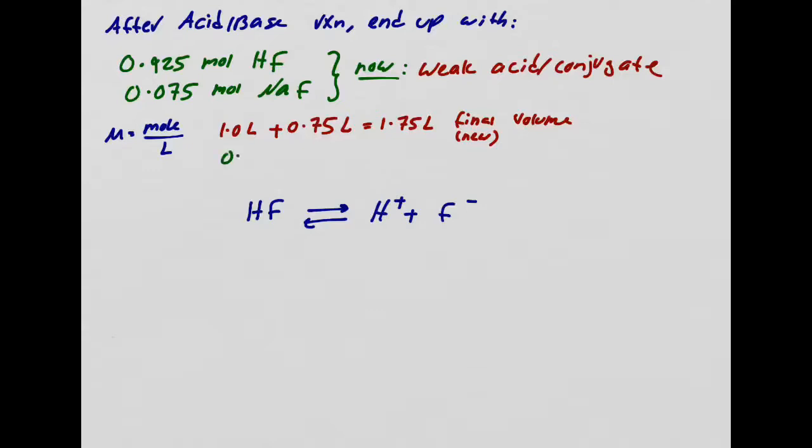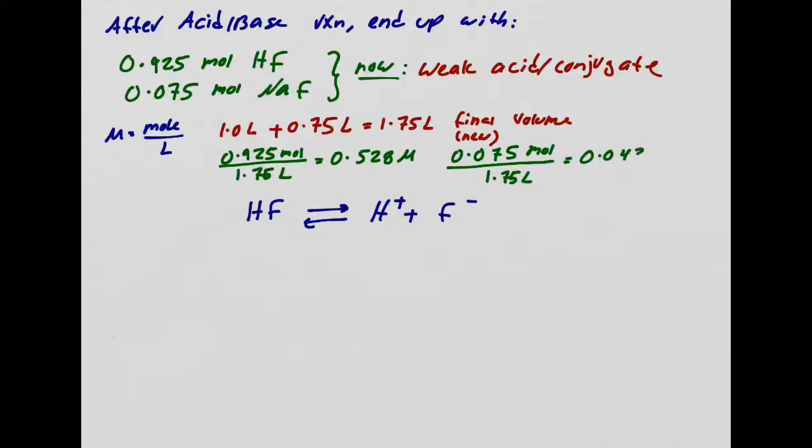So for HF, we do 0.925 moles over 1.75 liter. If I do that, I get 0.528 molar. Okay. Now the other one is 0.075 moles over 1.75 liters. What I end up getting is 0.0428 molar. You guys are following me so far?